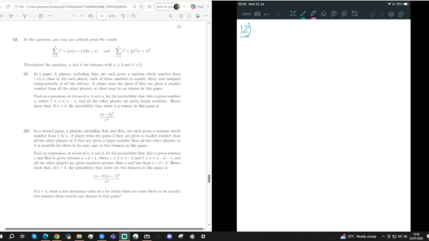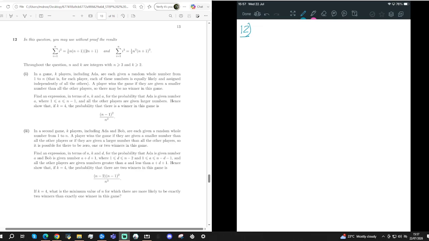Reading onwards, throughout the question we're going to pick n and k to always be integers. n's going to be bigger than 3, k's bigger than 2. And we're introducing a game, so it's going to be probably some kind of probabilistic game, and if I scan through to the end of part I, we're going to want to know the probability of people winning. So in a game of k players, including Ada, so we've got a special character, of course, beginning with the letter A, but we have a total of k players, at least 2, are each given a random whole number from 1 to n.